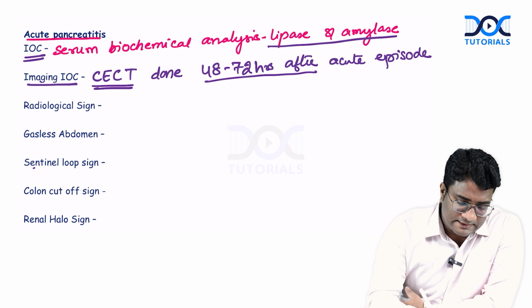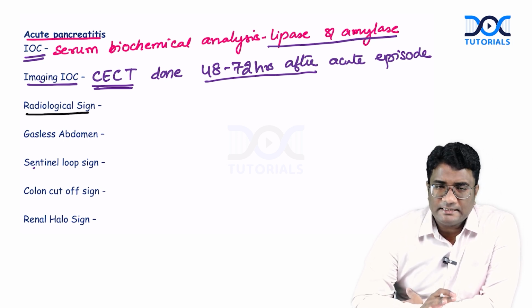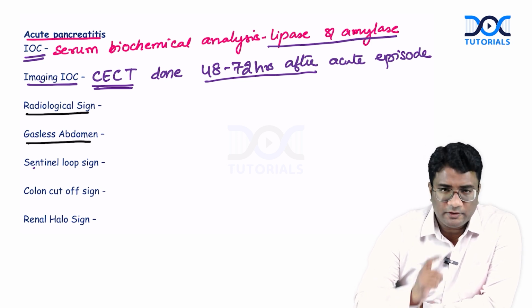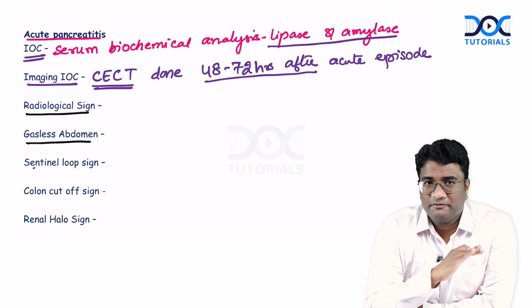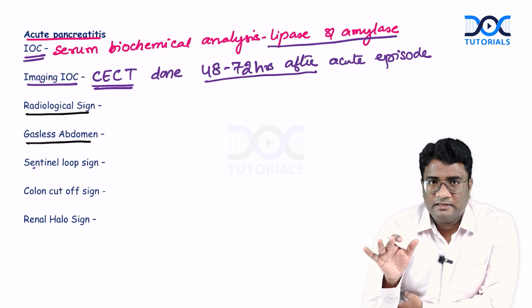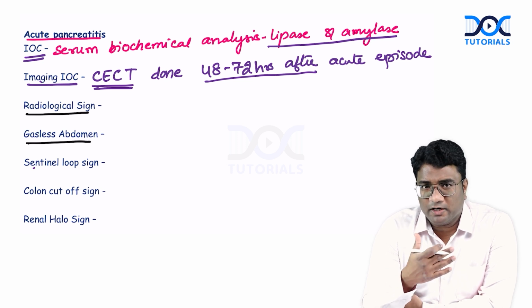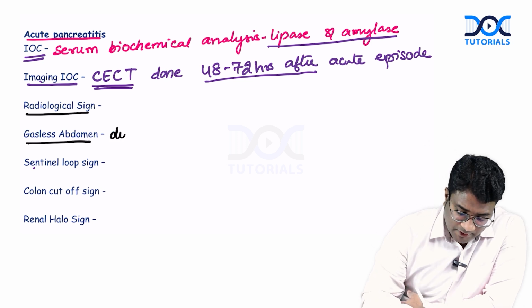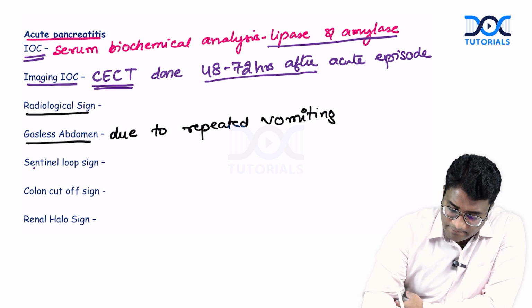And what are the radiological signs in acute pancreatitis? The important radiological sign is the presence of a gasless abdomen. When you take an abdominal radiograph, normally you should see 3 to 4 gas bubbles in the abdomen. But in acute pancreatitis, the patient has repeated vomiting, so when you take an abdominal radiograph, you may not see any gas bubbles. Due to repeated vomitings, you may see a gasless abdomen.